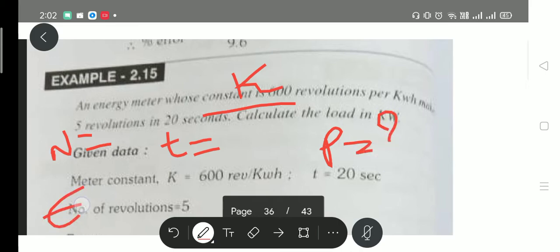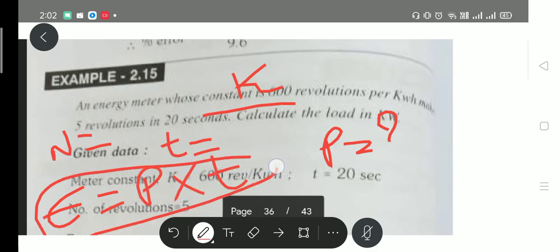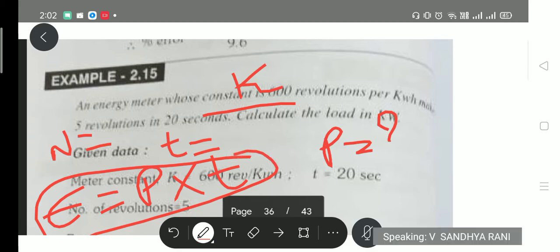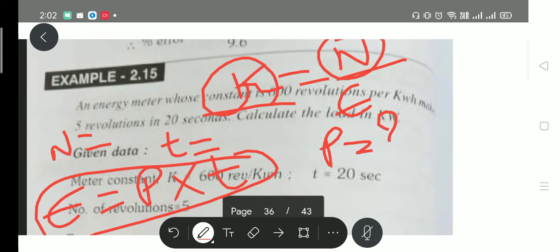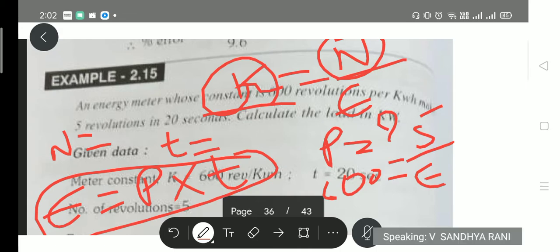We know the energy formula, that is power into time. So from this formula we can find the power, right? We don't know the energy. So first we can find the energy by using the K formula. What is meter constant? That is number of revolutions by energy, right? We know the K value and N value. So substitute here K value and N value, that is 600 is equal to N value 5 by energy. Then we will get the energy value.